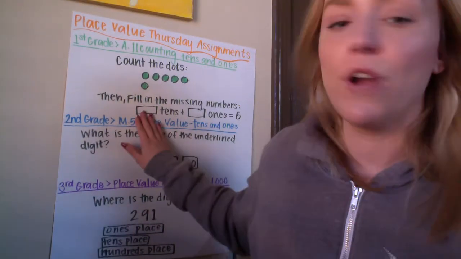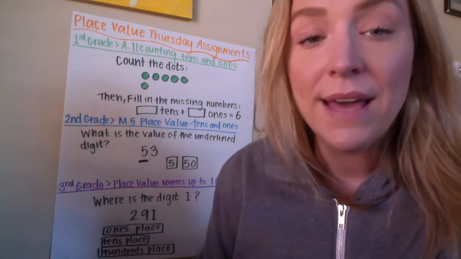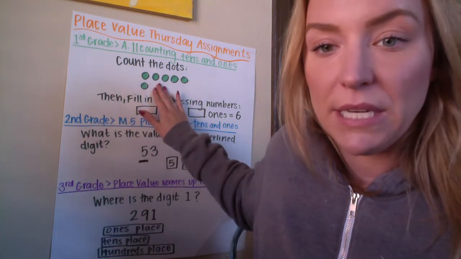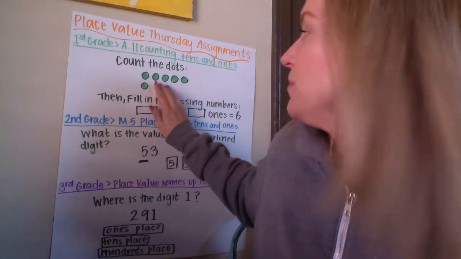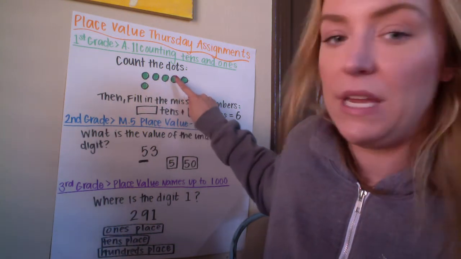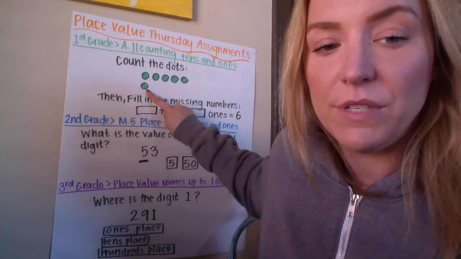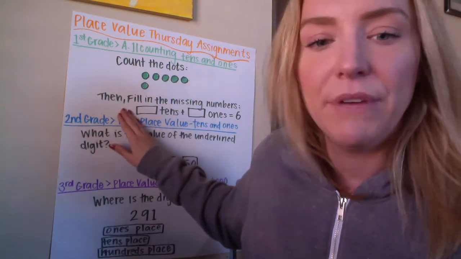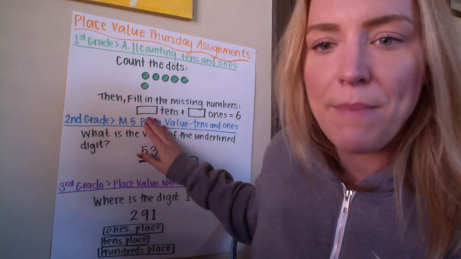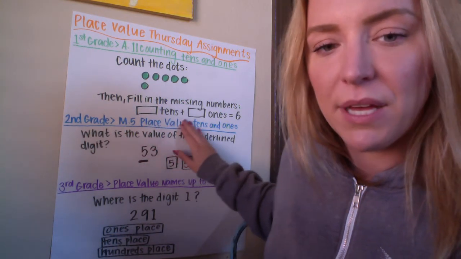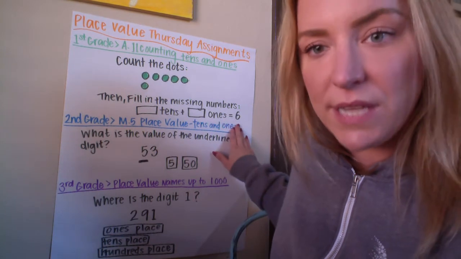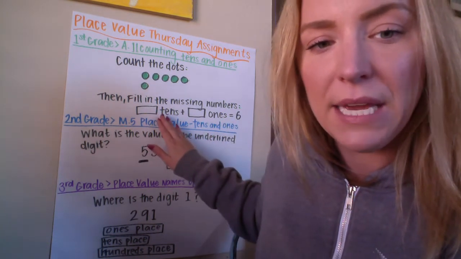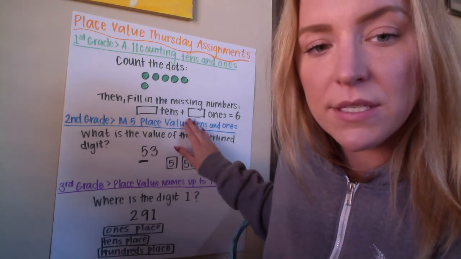So for our first grade problem, some of you may have to count the dots. All you're going to do is count however many dots you see in front of you. So here we'd say 1, 2, 3, 4, 5, move it down a row, 6. So we have 6 dots total, and then it wants us to fill in the missing numbers. So it may have something like blank tens plus blank ones equals 6. It wants you to fill in how many tens and how many ones you see.